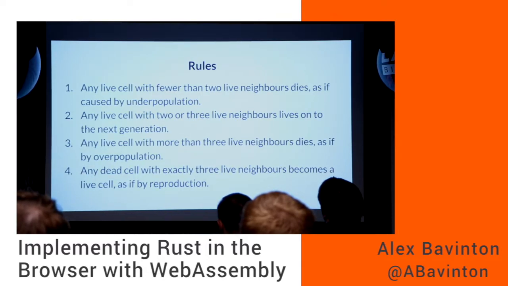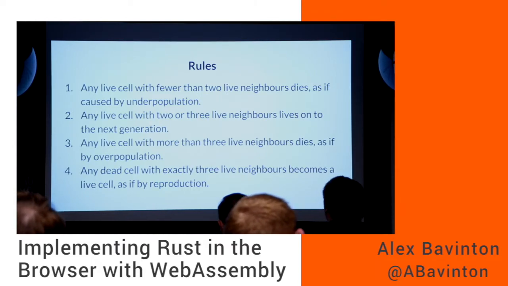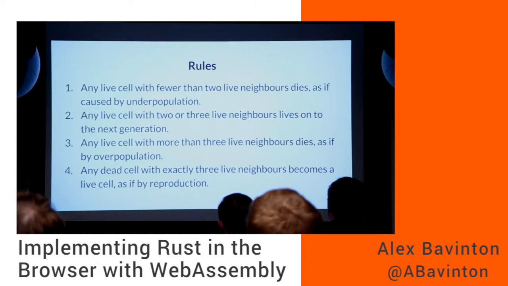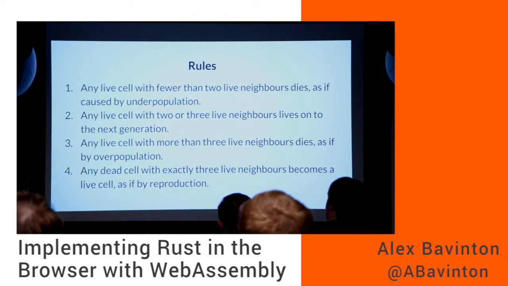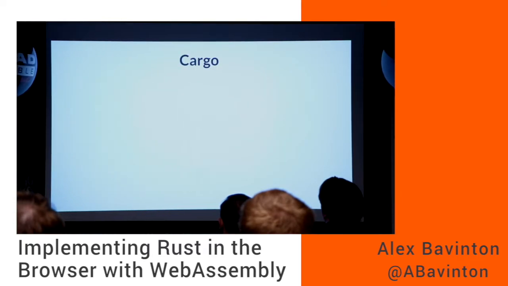So these are the 4 rules that govern it. Any alive cell with fewer than 2 live neighbors dies. Any live cell with 2 or 3 live neighbors lives on to the next generation. Live cell with more than 3 neighbors dies because it's overpopulated, and any dead cell with 3 neighbors becomes active or live.